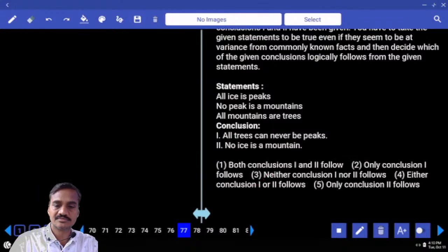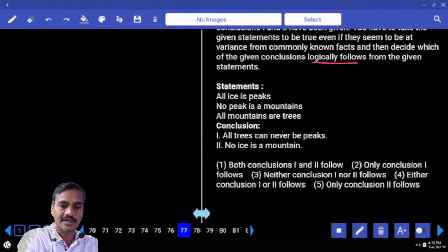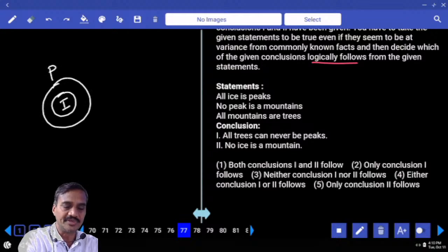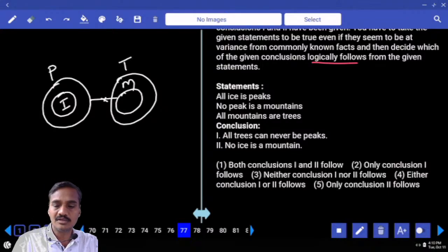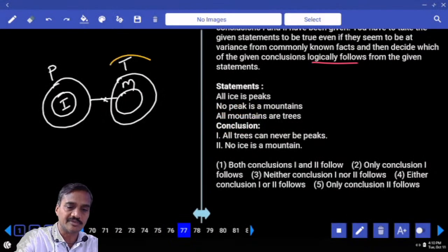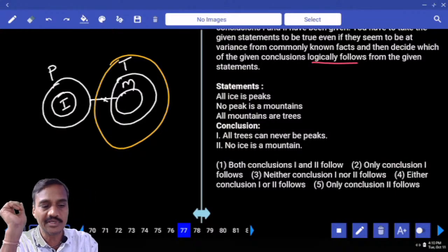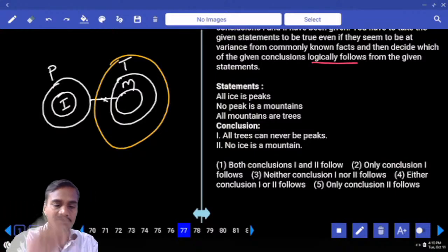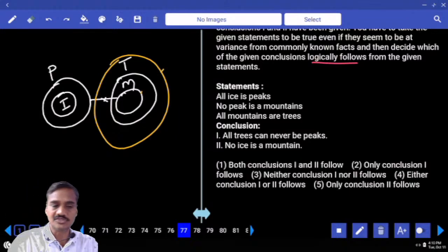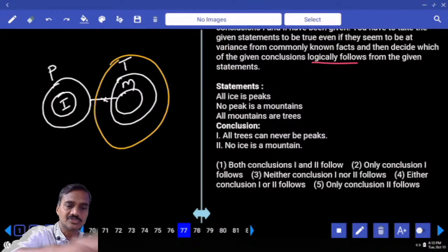Then 77 onwards, syllogisms, logically follows, that is the first model. All ice are peak. Now this entire ice is a part of this peak. And no peak is a mountain, no intersection between peak and a mountain. And all mountains are trees. All trees can never be peak means this entire tree cannot be a part of peak. Now peak has a chance. If you write peak like this, no mountain is a peak will become false. Hence, it is not possible. Here also it is claiming that it is not possible.